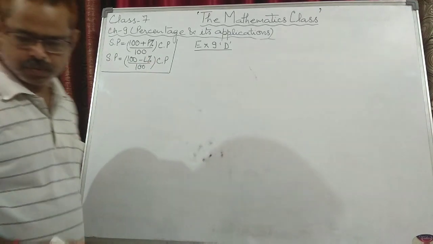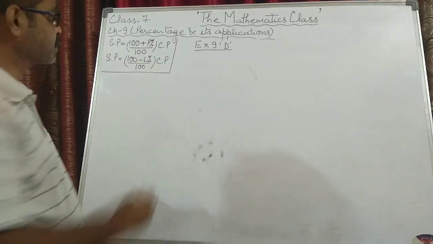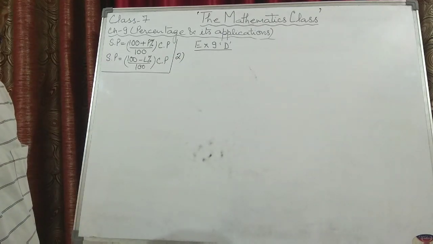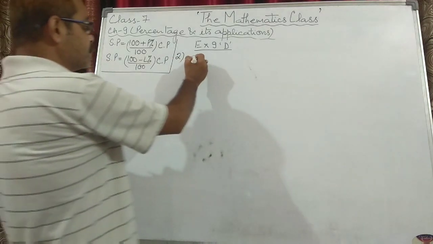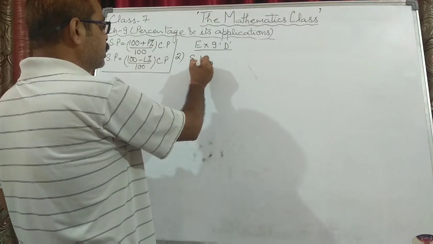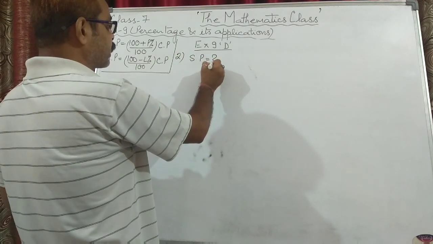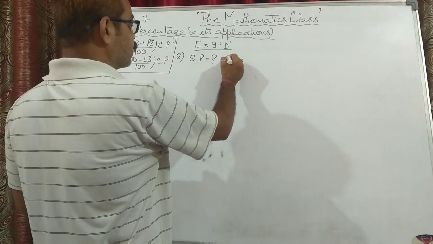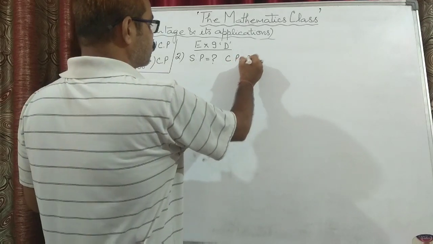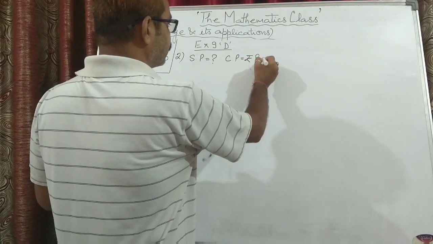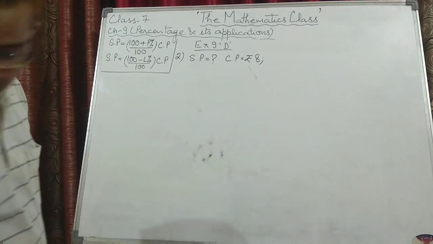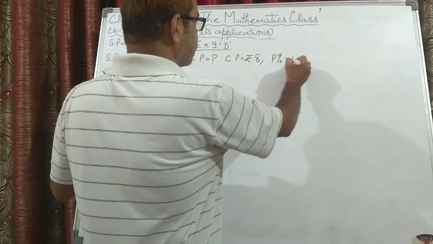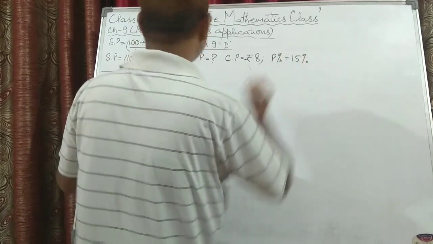So we move on to exercise 9D and we'll start with question number 2. What is question number 2? For what price should I sell? Sell means we have to find out the selling price. For what price should I sell an article which cost me rupees 8? Cost price is given as rupees 8. In order to get a profit of 15%, and profit percent is given as 15%, you have to find the selling price.